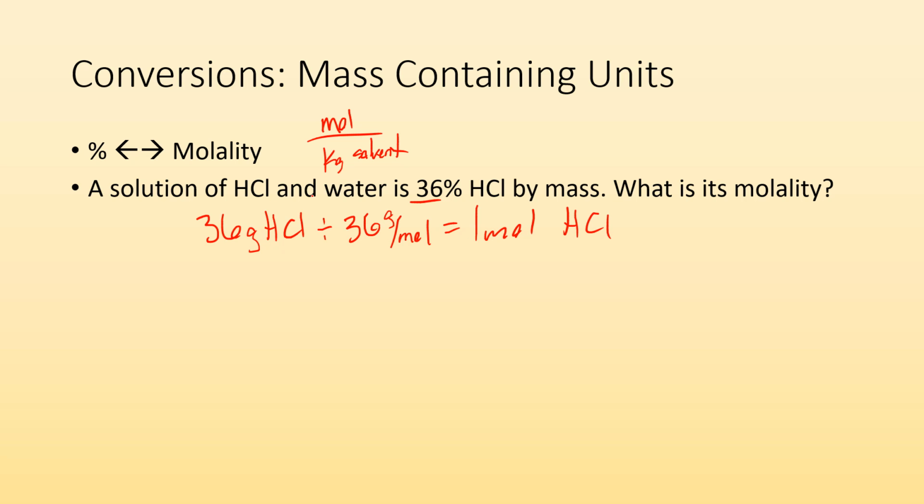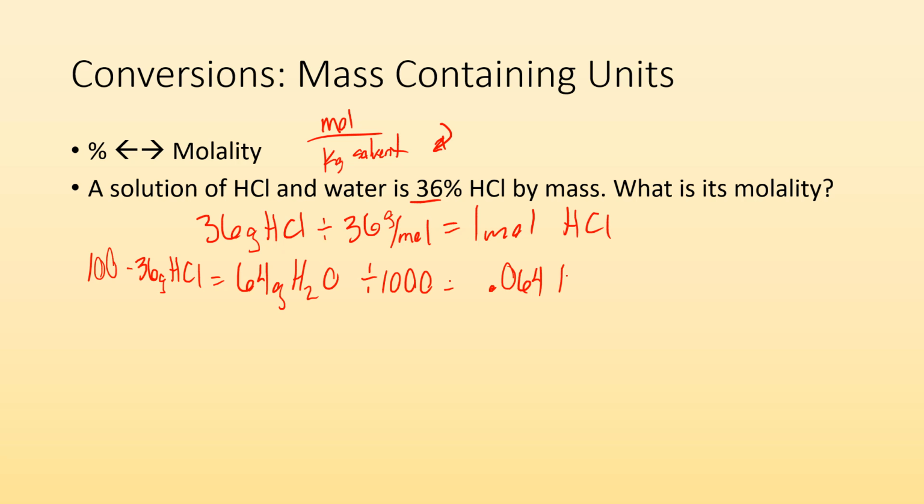So now, again, if I had 100 grams, and I subtracted the 36 grams of HCl, I get my 64 grams of water. So now I need it in kilograms for molality, so I divide by 1,000, and I end up with 0.064 kilograms of H2O. So now I can just plug and chug. 1 mole divided by 0.064 kilograms gives me the molality of 15.625 molal. It's not too bad.